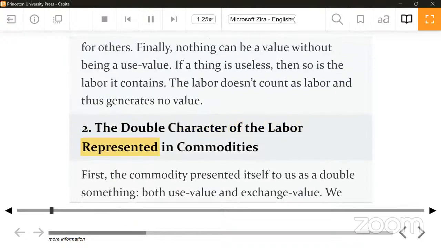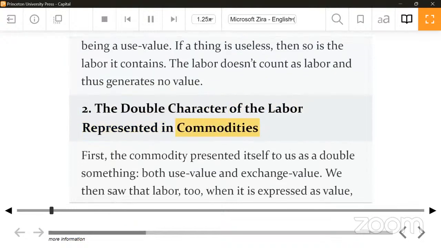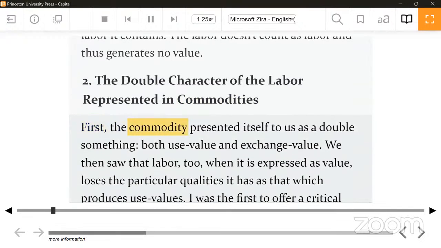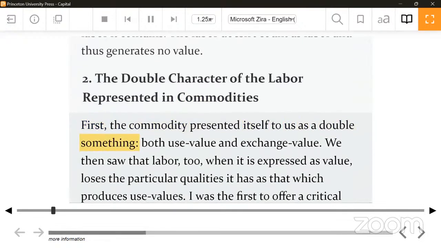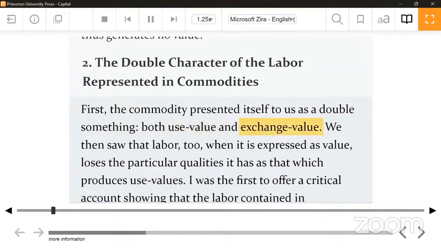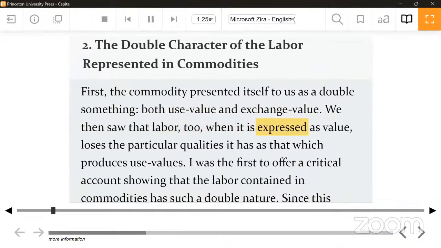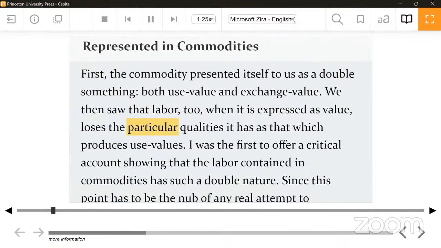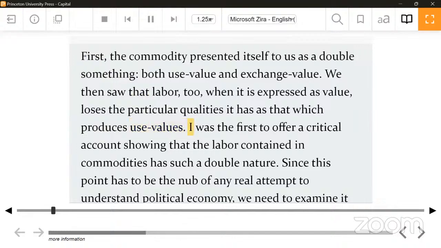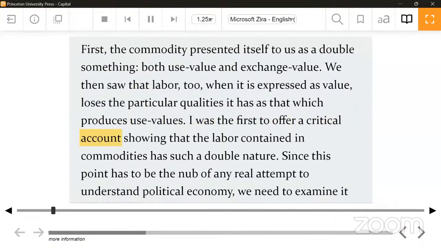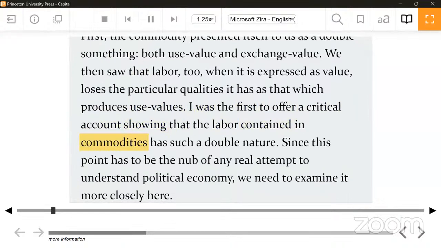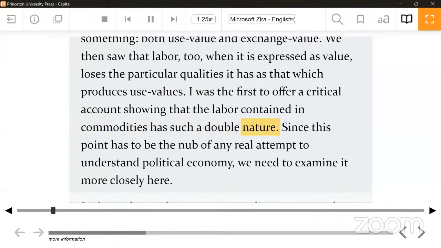2. The double character of the labor represented in commodities. First, the commodity presented itself to us as a double something, both use value and exchange value. We then saw that labor, too, when it is expressed as value, loses the particular qualities it has as that which produces use values. I was the first to offer a critical account showing that the labor contained in commodities has such a double nature.